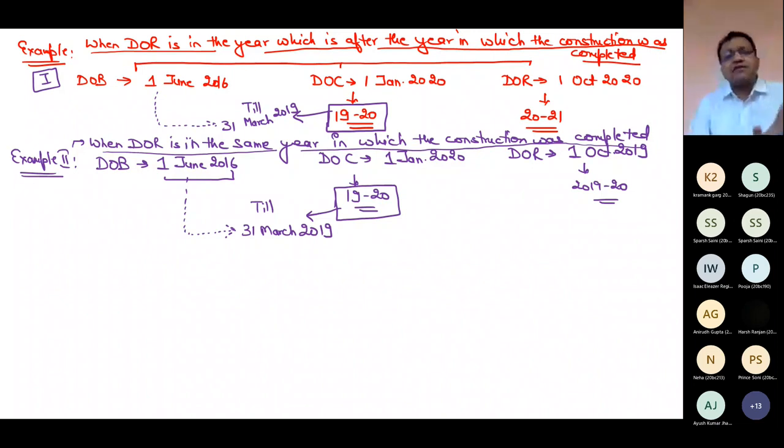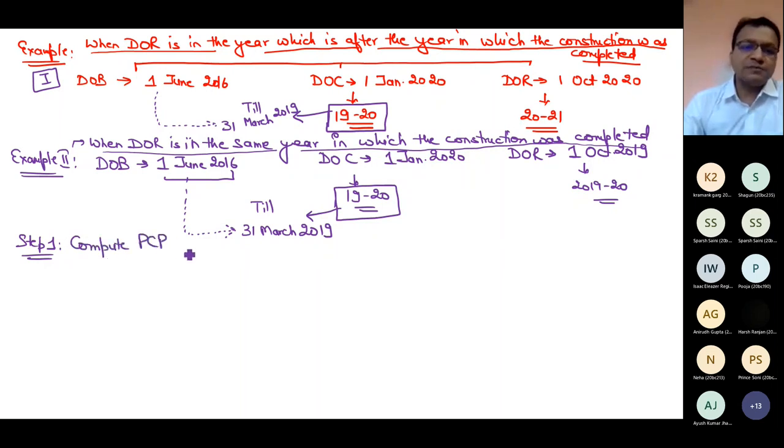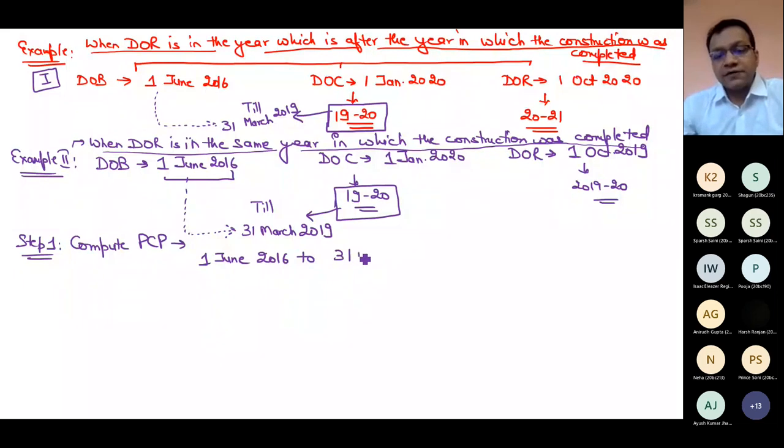So if you want to check whether there will be any pre-construction period interest or not, this is the only way to check it. Now, if I know that there is a pre-construction period interest, then what is my step 1? Compute this period. Can you tell me what will be this period? It starts from date of borrowing and it ends on which date? 31st March 2019. How have you derived 2019? Because it is 31st March prior to DOC. So prior to 1st June 20, which 31st March will come?